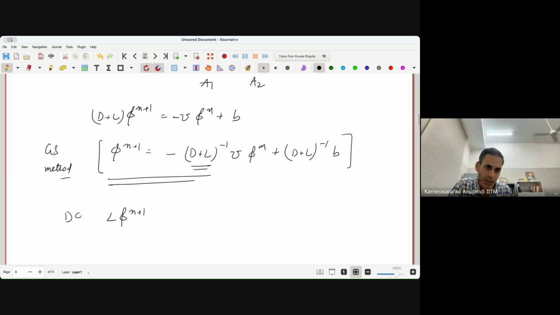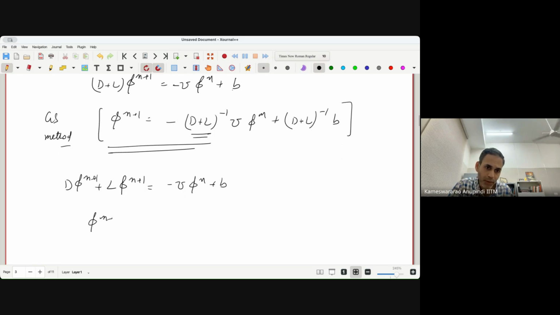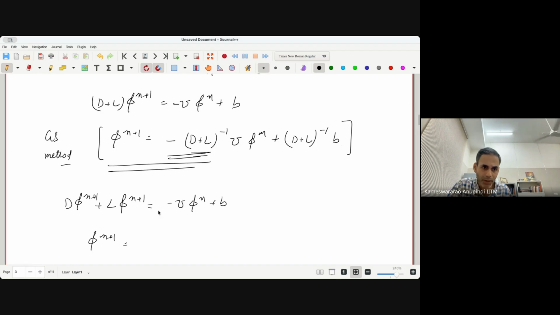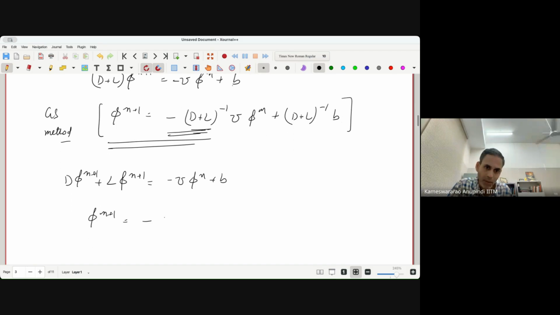D times phi n plus 1 equals minus U times phi n plus B. The way we're going to implement it is only phi n plus 1 equals... okay, I have written this, but this is not quite accurate, because we are not going to actually apply it like this. Let me rewrite it here. Phi n plus 1 equals minus d inverse times L of phi n plus 1, and then minus d inverse u times phi n plus b. Right? So this is the correct way.